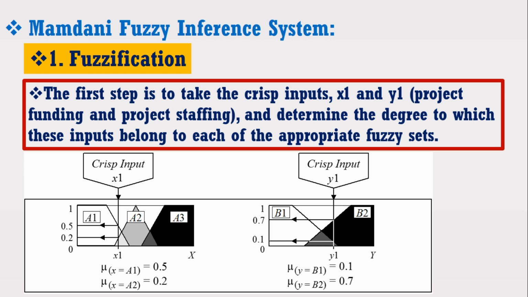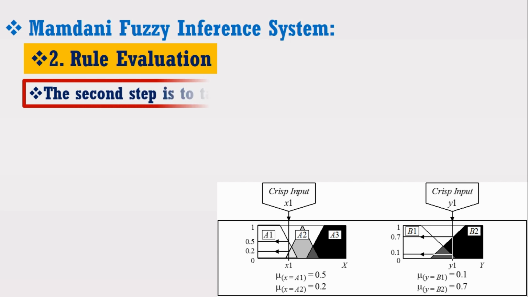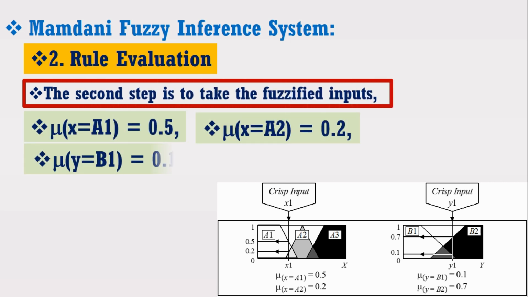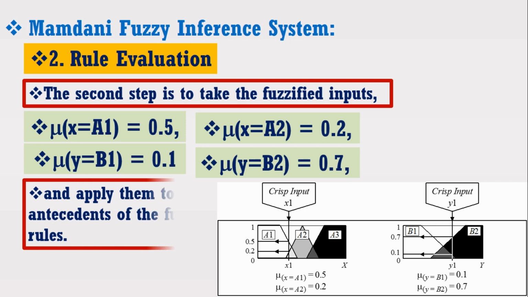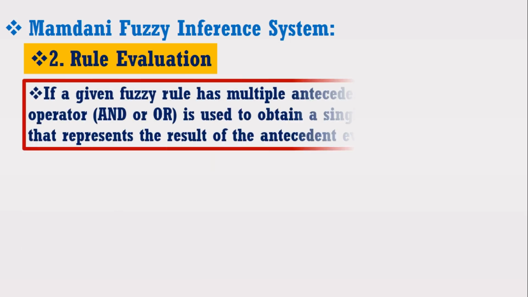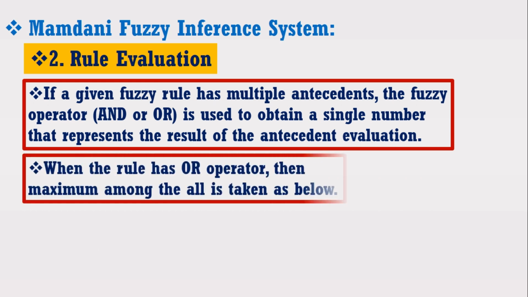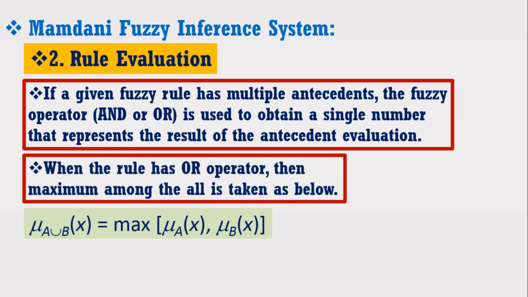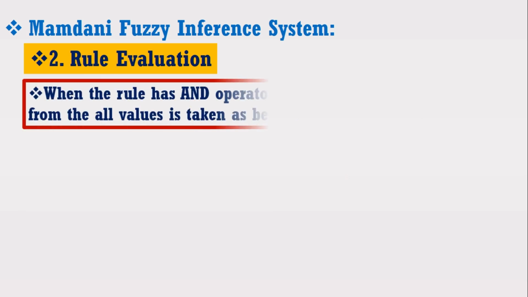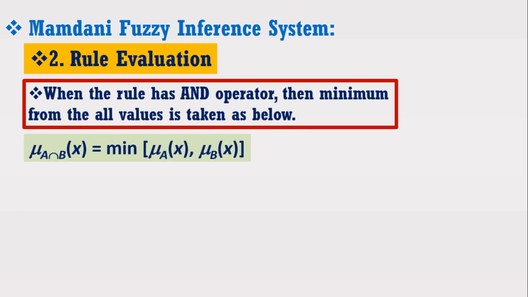Now the second step is rule-based fuzzy inference. In this step, fuzzified inputs are taken and applied to the antecedents of the fuzzy rules. As we have already discussed, if a given fuzzy rule has multiple antecedents, the fuzzy operator AND or OR is used to obtain a single number that represents the result of the antecedent evaluation. When the rule has the OR operator, then the maximum among all is taken as below. Whereas when the rule has the AND operator, then the minimum of all values is taken as below.